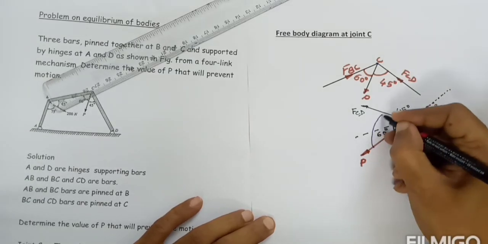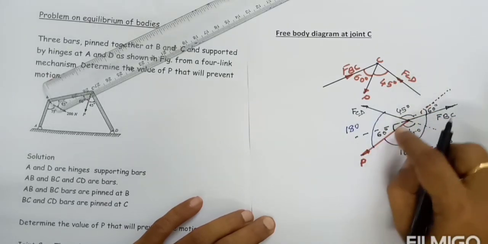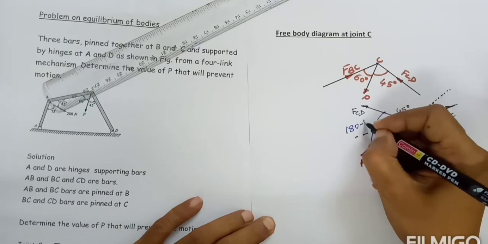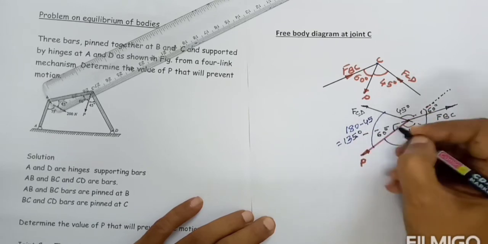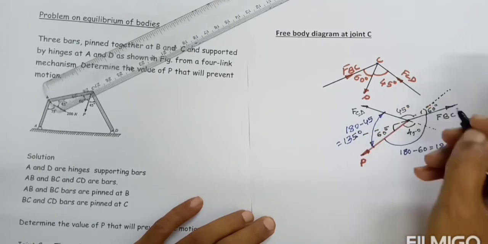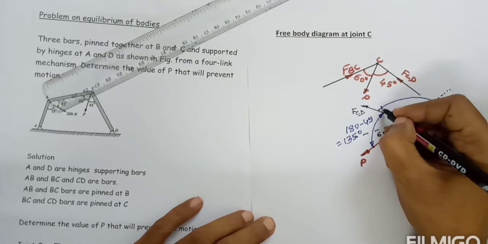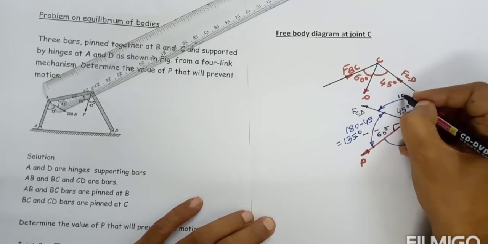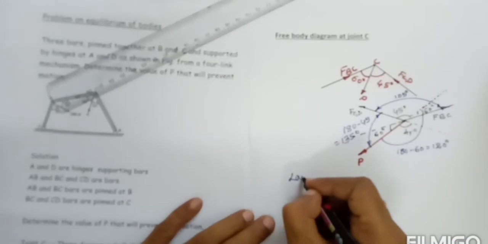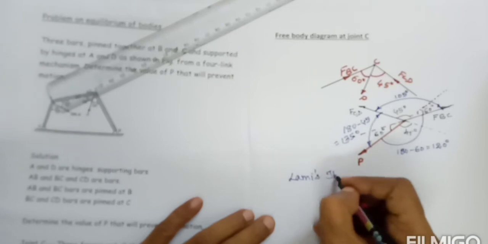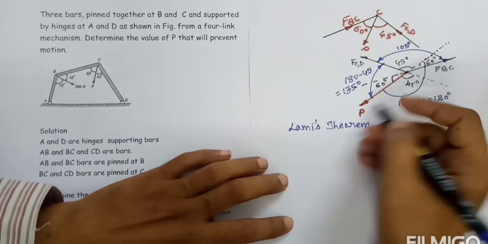And this one, 180 minus 45, which is equal to 135 degrees. And this angle, 60 plus 45, is 105 degrees. Now we apply Lami's theorem.